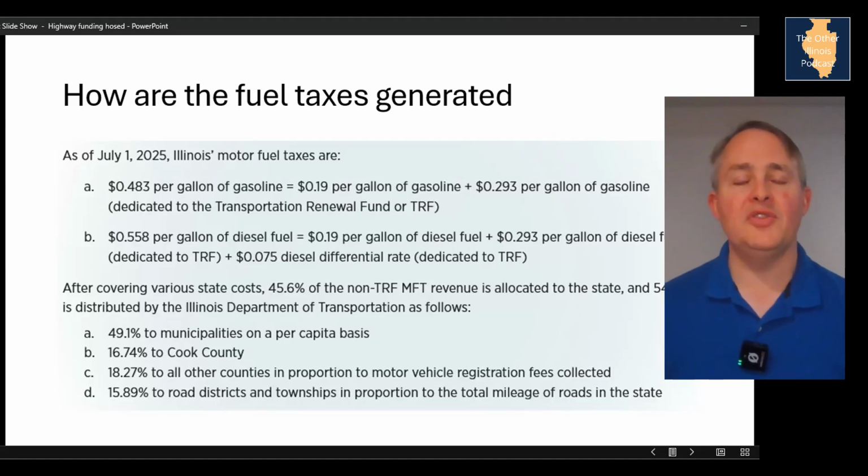There are grants that are basically given to municipalities and counties and road districts and townships based on either a per capita basis or on a mileage basis to help with those costs. And as you can see right here on the slide, Cook County gets a direct additional funding resource separate from the rest of the state. So already Cook County is getting a little bit more disproportionate funding based off gasoline sales.